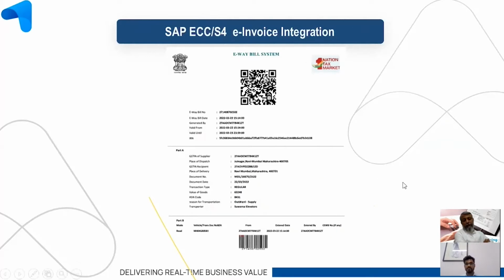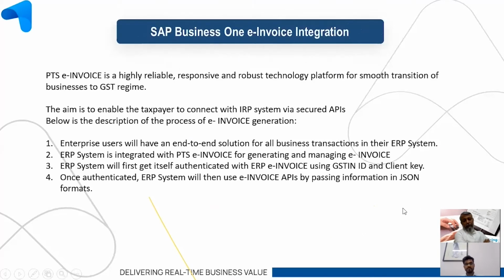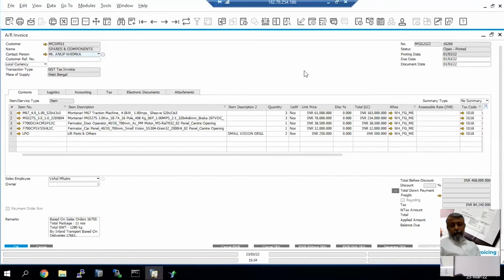So this is about the SAP ECC and S4HANA, and SAP Business One, how it will integrate. If you have seen, we usually do the AR invoice, that is the invoice, into SAP Business One. Once we have done, we have integrated. So here, this is the transaction where you can see, at the bottom of the transaction, we have given the buttons.